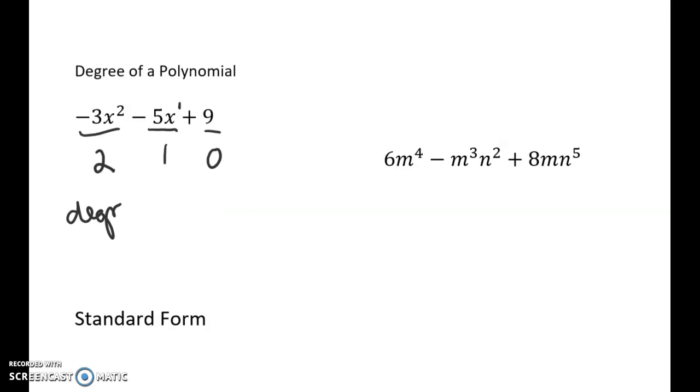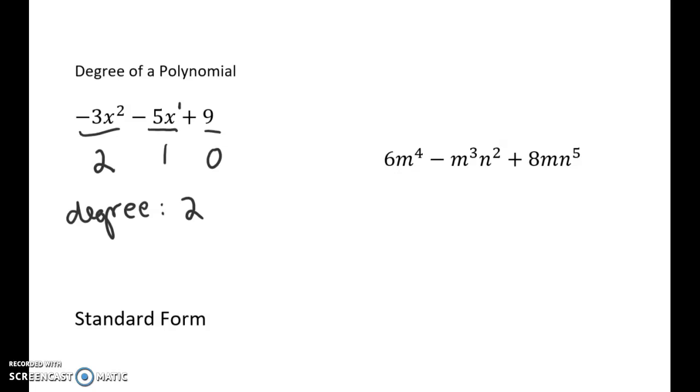Or they might say second degree polynomial, but the degree is 2. Now, that's not too bad. You could look through a polynomial in one variable and find those degrees, find the highest one. That's not too bad. It's a little bit different when we have a polynomial in more than one variable.